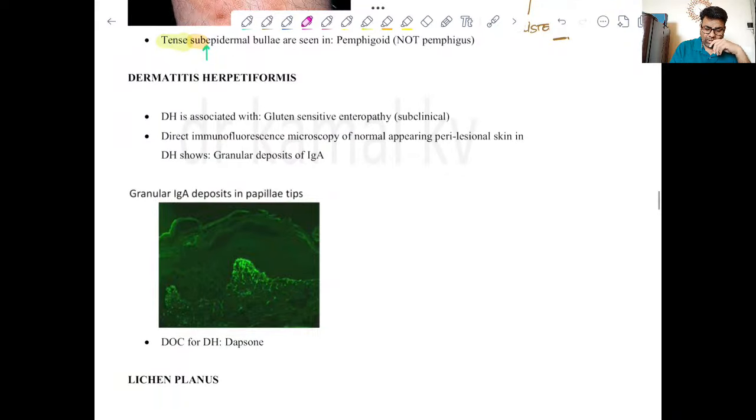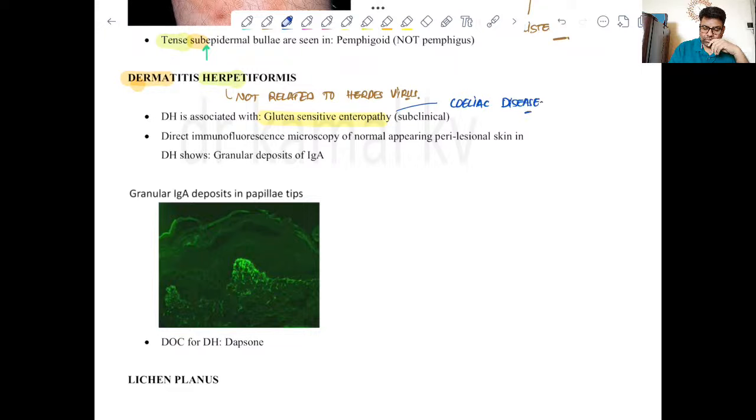Now moving forward to dermatitis herpetiformis. The word herpes is here, but it is not related to herpes virus. So please don't get carried away. Not related to herpes virus. This condition is actually a skin condition, right? But it is also associated with one GIT condition, and that is gluten sensitive enteropathy, which is also known as celiac sprue or celiac disease.